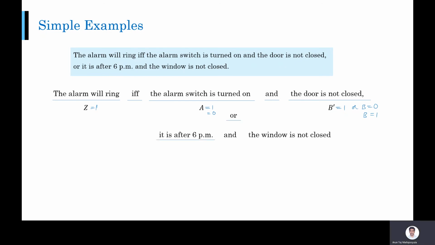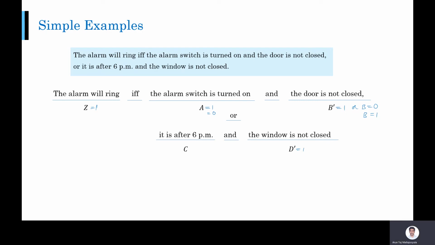Or it is after 6 p.m. So I'm assigning variable C for that. If it is after 6 p.m., C will be 1. And the window is not closed. So D dash, again not closed. So there is a not here, so I'm going to use D dash here. D dash will be 1 if the window is not closed.